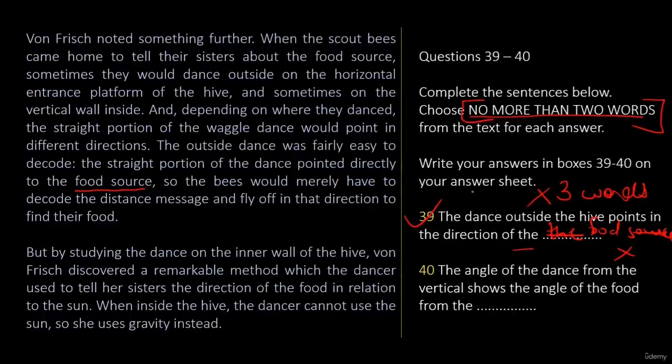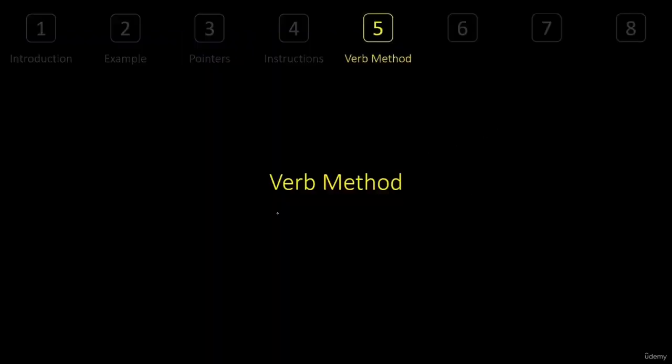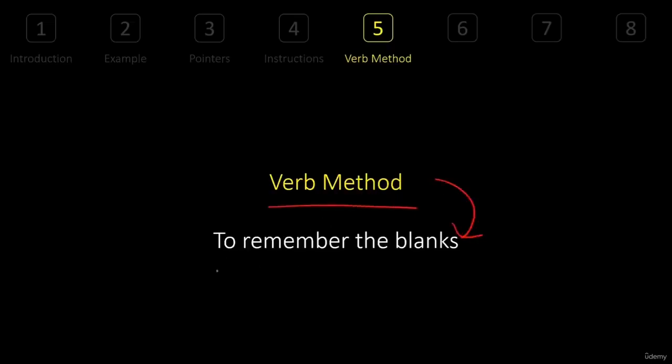Okay, good. The second one is the verb method. We have explained this. We need the verb method to remember the blanks, or to remember the statement which contains the blank. Why do we need this?